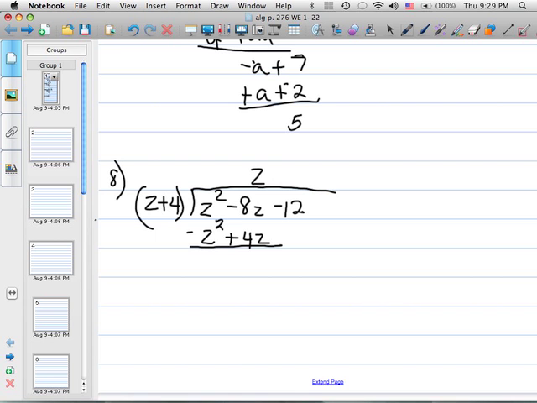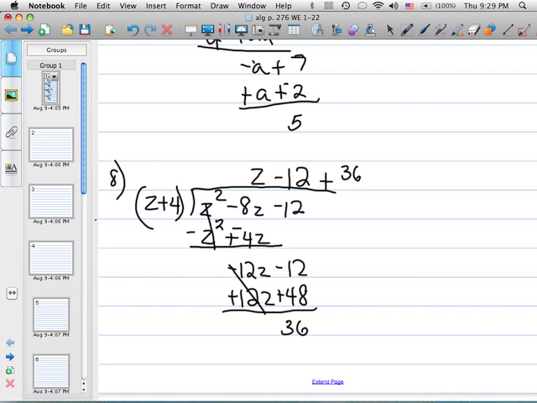Subtract, change your signs. We get negative 12z, bring down the negative 12. To get z to be negative 12z, we need to multiply by negative 12. Multiply negative 12 times the quantity z plus 4, we get negative 12z minus 48. We're going to subtract, so change your signs. Those go out, and we get 36 as our remainder. So it's going to be plus 36 over z plus 4.